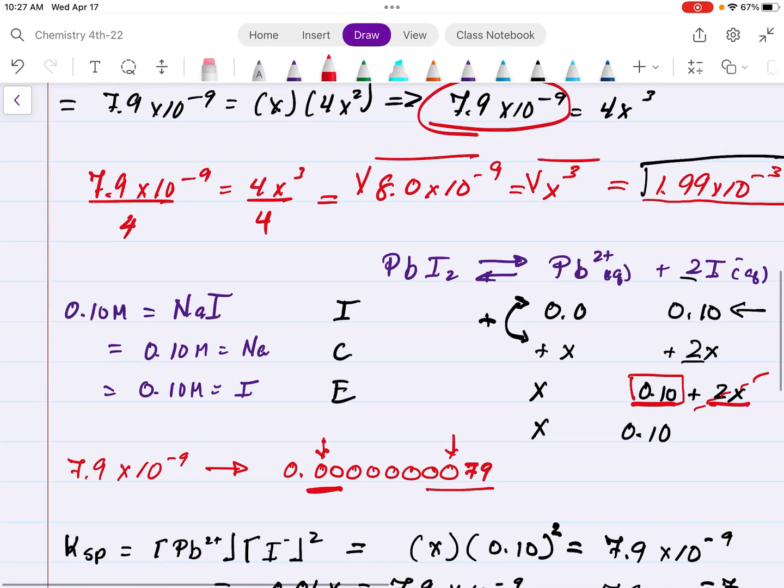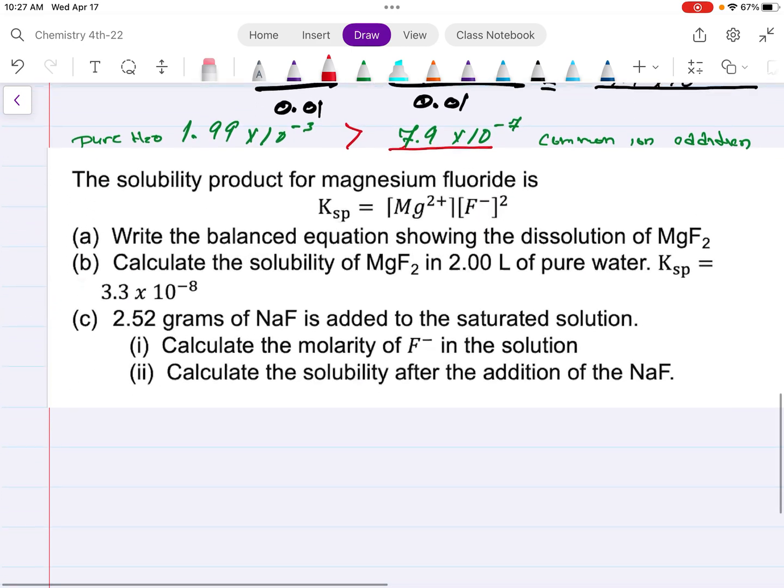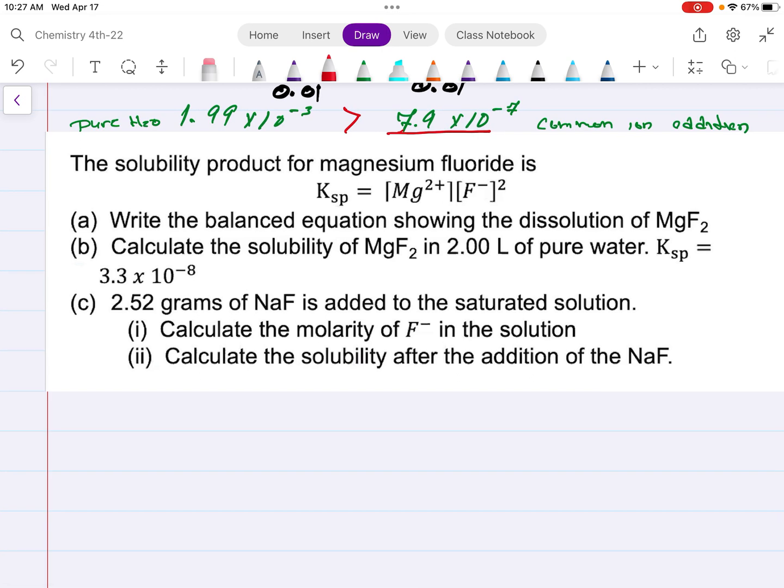That's the difference. Now, we're going to do this problem in class today. So I want you to take a minute, pause the video, write it down, and have it ready to go.